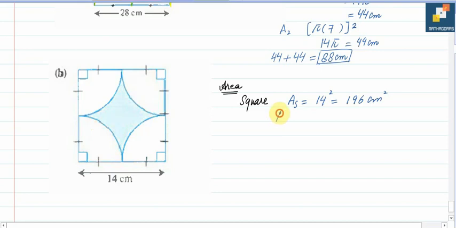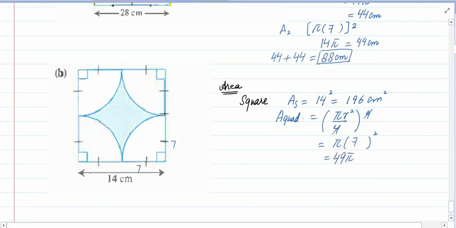So area of quadrant is equal to pi r square divided by 4. And how many quadrants we have? We have 4 quadrants. So this 4 and this 4 cancel each other, so it's pi r square. And the radius is 7, right? So radius is 7, it's 49 pi, right? And if you multiply 49 with pi, it's 154.